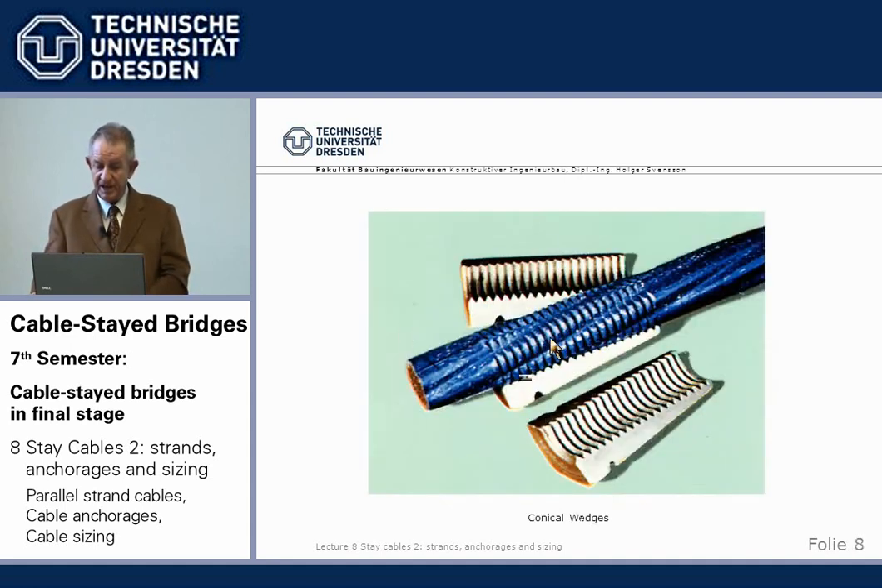Now these anchoring, we see here a monostrand. Here at the end are the 7 wires, galvanized, greased, and a PE sheath directly extruded. It's not a pipe, but it's directly extruded. And then we have these wedges with which we clamp the wires at the end.